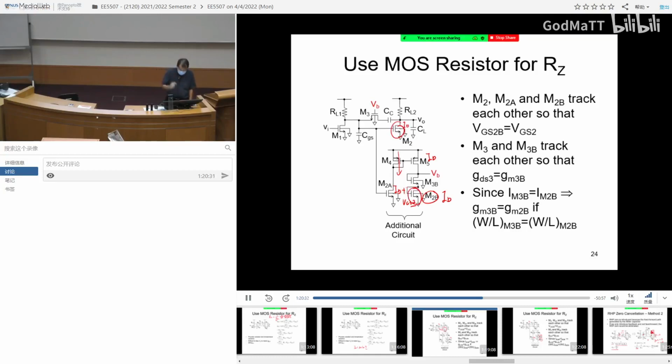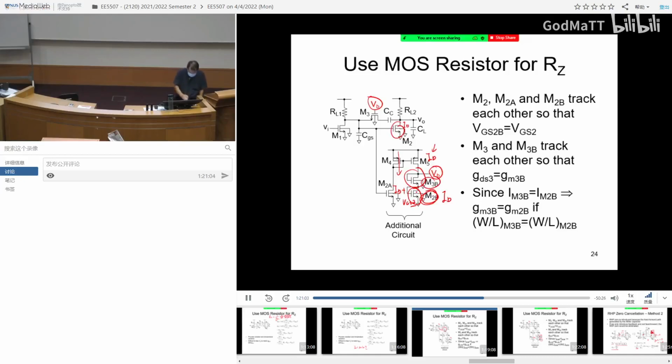Now I stack on top a transistor M3. This transistor M3 stacked on top is going to generate a VB. I then use this VB to control this transistor. Sounds complicated, but let's see what it does to the bias. One thing you notice is that now I guarantee the same current will flow through M3B and M2B.